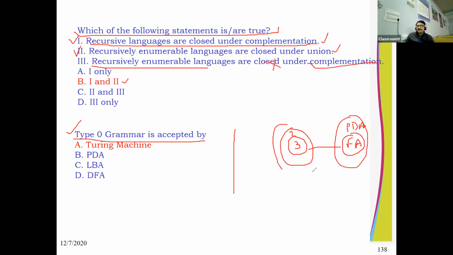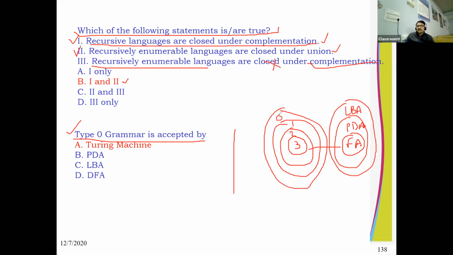If I talk about type 1 grammar, then it is accepted by linear bounded automata, that is LBA. If I talk about type 0 grammar, that grammar is called recursive enumerable grammar, recursive language you can say, and that is accepted by Turing machine. So just see here, type 0 grammar is accepted by Turing machine.